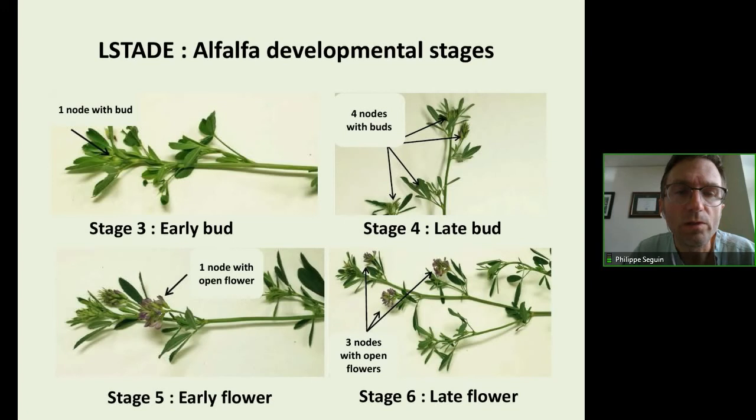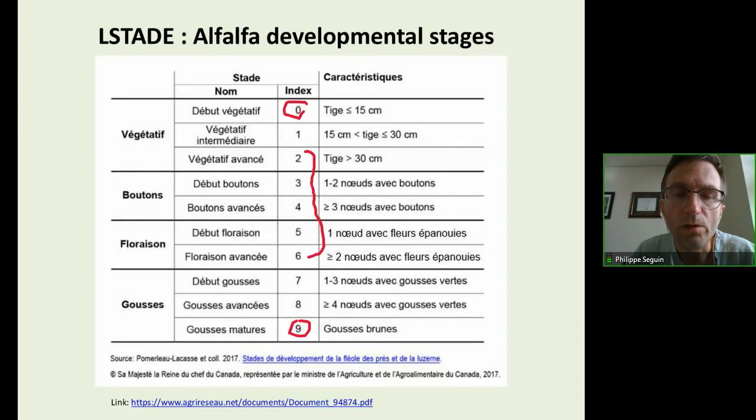Stage 3 corresponds to early bud stage. You can see here, for example, that stem with 1 node with a bud. Stage 4, late bud, you see 4 nodes with buds. At stage 5, we see 1 node with an open flower, and at stage 6, we see 3 nodes with open flowers. So essentially, again, all those pictures are available in this document that's available in French, but also in English if you look for it on the web.